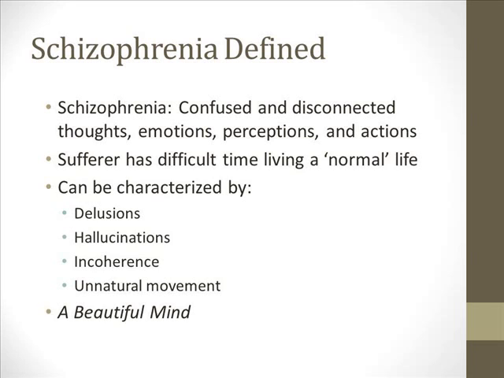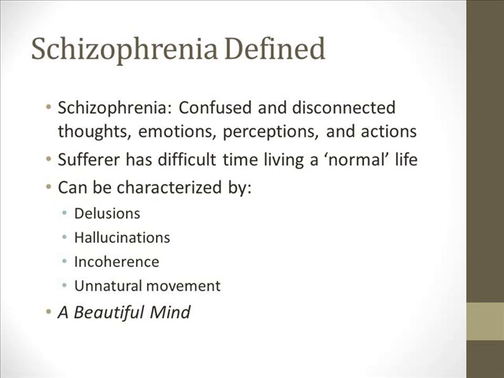And schizophrenia is confused or disconnected thoughts, emotions, perceptions, and actions. And so when things are happening that are well outside of the norm, and the person has no control of them, potentially schizophrenia is the issue. And this can look like a lot of different things. It can be that the person suffers from delusions, seeing things that aren't there.